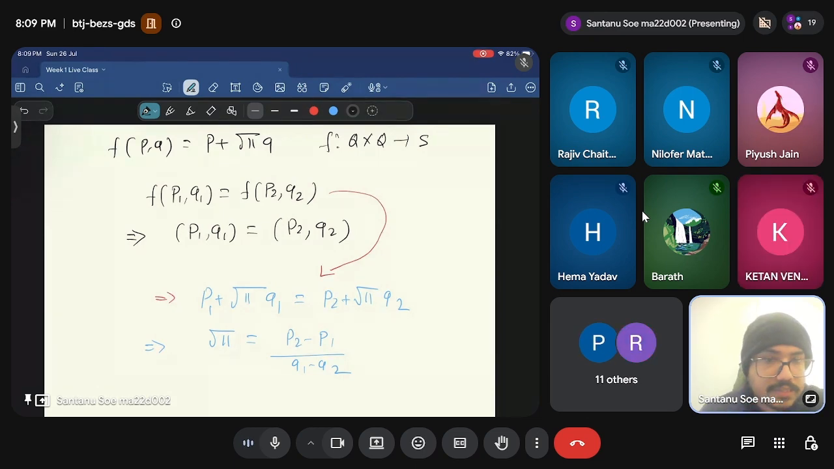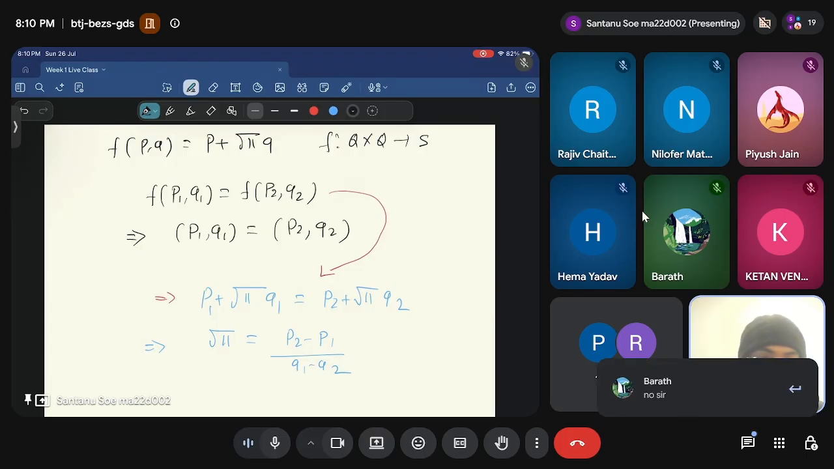Square root of 11 is an irrational number, right? p1, p2, q1, q2 are all rational numbers. So you are saying that an irrational number can be written as a ratio of two rational numbers. Is it possible? No, right? That is the definition of irrational number, that an irrational number cannot be written as a ratio of two rational numbers, right? So this is not possible.